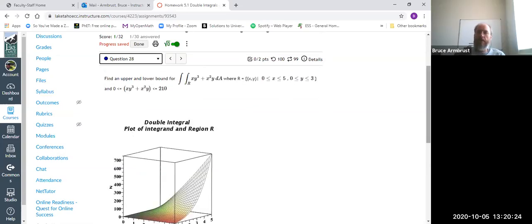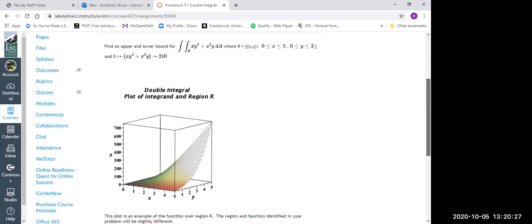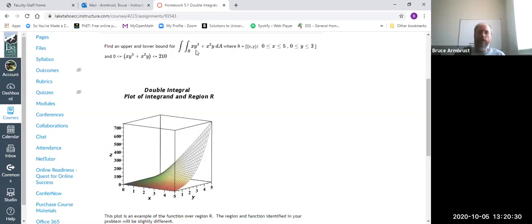All right. So 28, it says we want to find an upper and lower bound for this integral. So R, the region that we're looking at, is given by these bounds. So it's a rectangle. Our x's are between 0 and 5, and our y's are between 0 and 3. And then they tell us one more thing. They tell us that the function itself is always greater than or equal to 0 and always less than or equal to 210. And they say, let's find an upper and a lower bound for this integral.